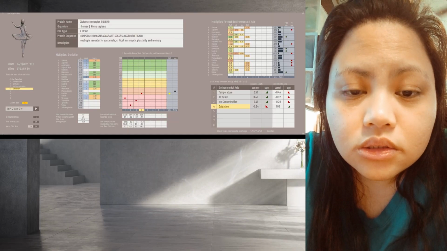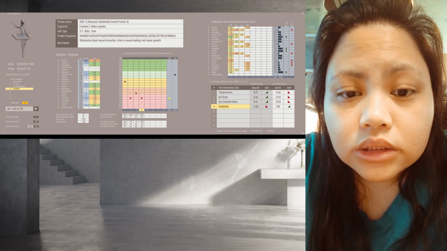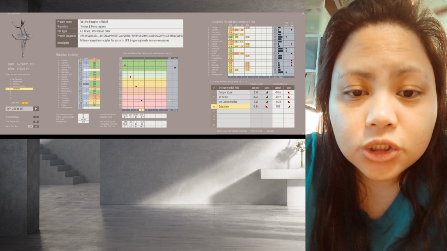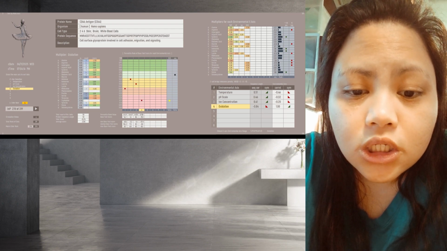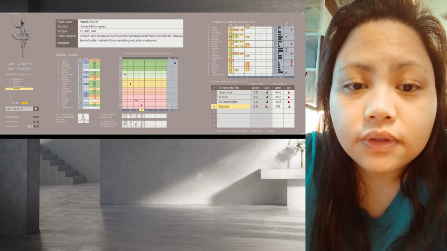So yes, it is quite tricky, it is challenging, because amino acids can mean differently for each environment, and interact differently in different environments.